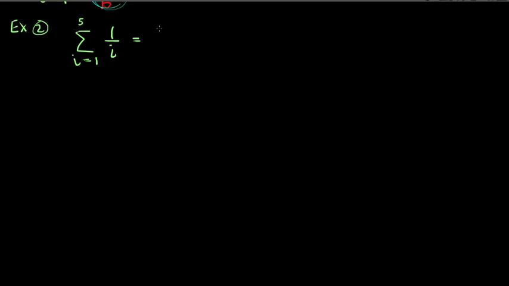So let's write out what this means, right? Starting at 1, this is 1 over 1, right? Because i is 1. And then when i is 2, we get 1 over 2. And then when i is 3, we get 1 over 3. When i is 4, we get 1 over 4. And when i is 5, we get 1 over 5. And that's where we stop, right? We're stopping at the top number here, 5. So we just have to add up these 5 numbers.